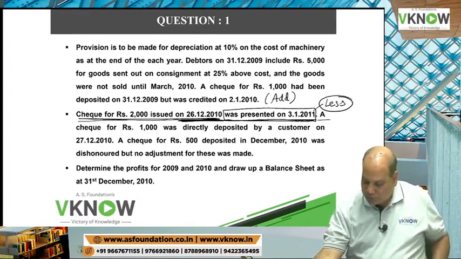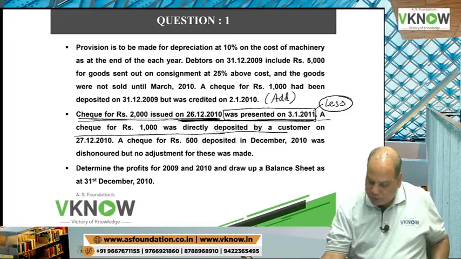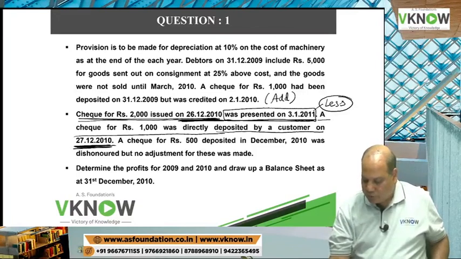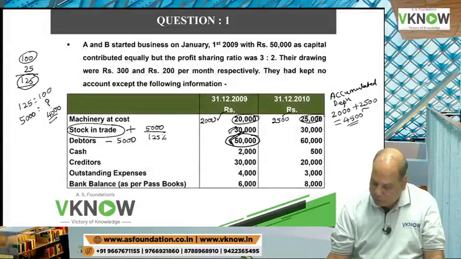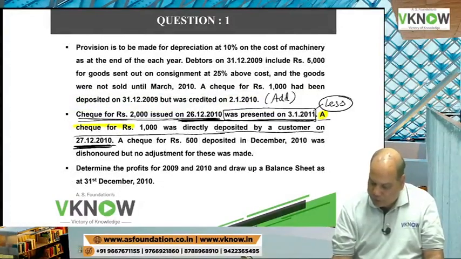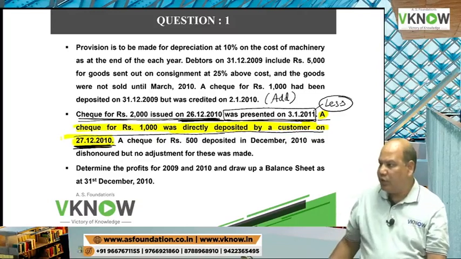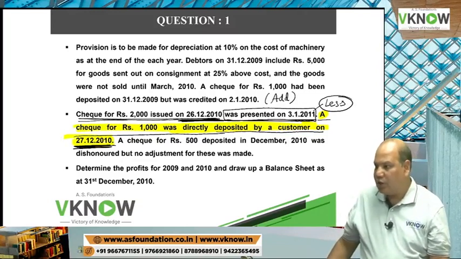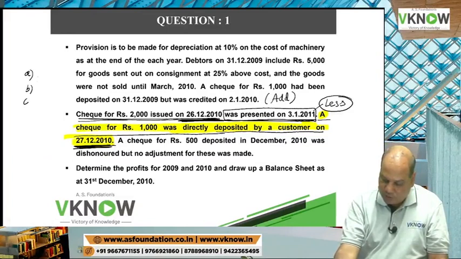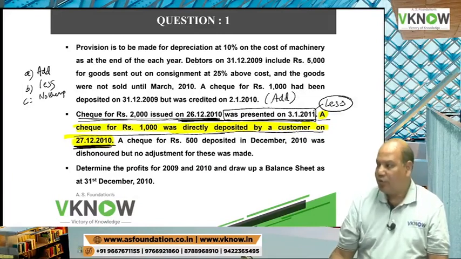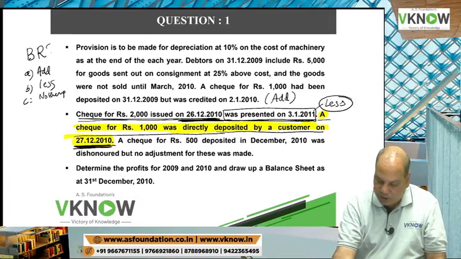Okay, one more. A check for rupees 1000 was directly deposited by a customer on 27/12/2010. So I'm going to highlight it and you have to just tell me what you are going to do for this line. Check for 1000 directly deposited by a customer on 27/12/2010. Yes, Mr. Chetan, now reply. Plus, minus, do nothing. There are three options: A, B, C. Add, less, and do nothing. What will you do in bank reconciliation statement?